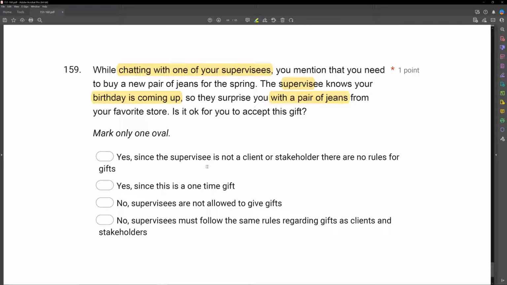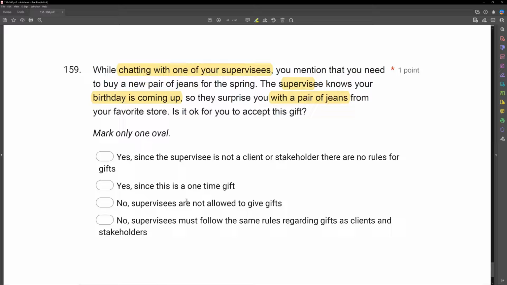A, yes. Since the supervisee is not a client or stakeholder, there are no rules for gifts. Well, that's untrue. The ethical code stipulates the same rules for clients and stakeholders apply to supervisees and trainees as well. So everybody has to follow the same rules because we're trying to avoid those dual relationships and conflicts of interest. B, yes, since this is a one-time gift. Still, unless that pair of jeans is somehow less than $10, you shouldn't accept it.